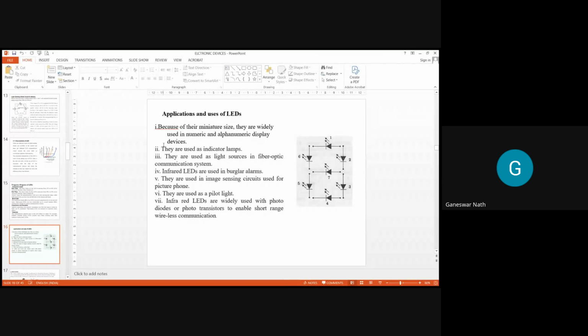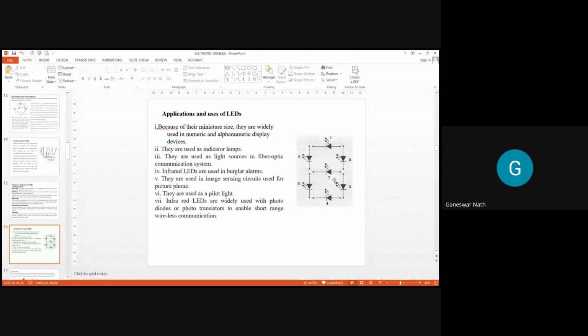Infrared LEDs are particularly used in burglar alarms, in image sensing circuits used for the picture phone, and also as pilot lights in different applications, in aeroplanes also. Infrared LEDs are widely used with photodiodes or phototransistors to enable short range wireless communications. So these are the different applications.